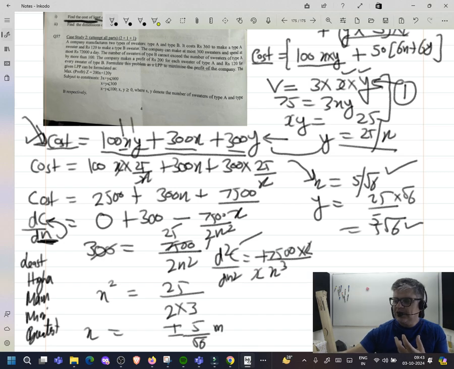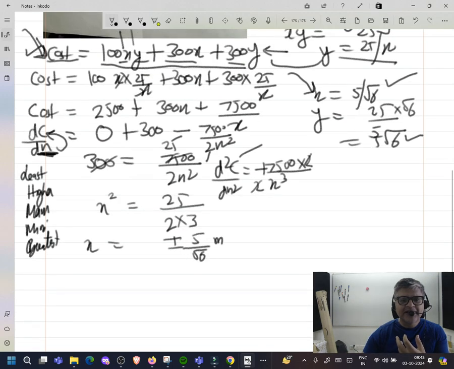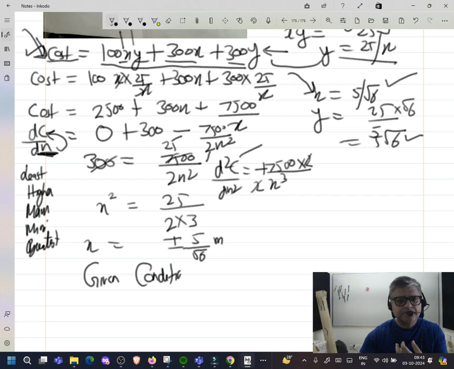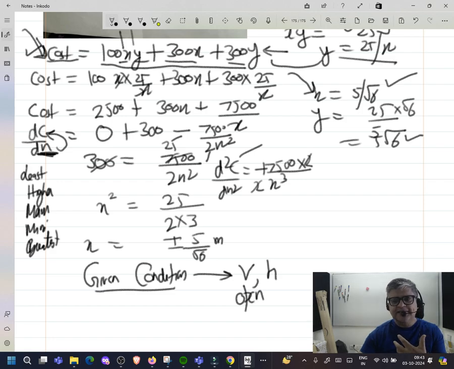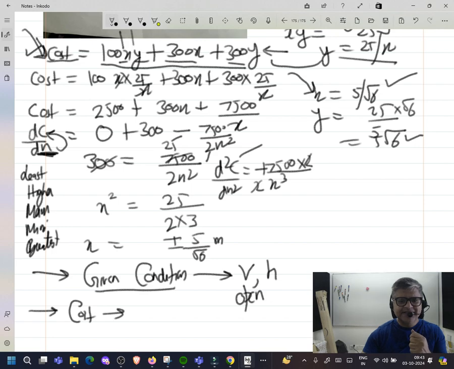So if you put logic in this, what generally happens in these questions is there is a given condition. First, create an equation for the given condition, and here the volume was given, the height was given. It's an open tank, so the top surface is also open, and no sheet will be used, no expenditure. The second was what is to be minimized, the cost. Second equation, right?